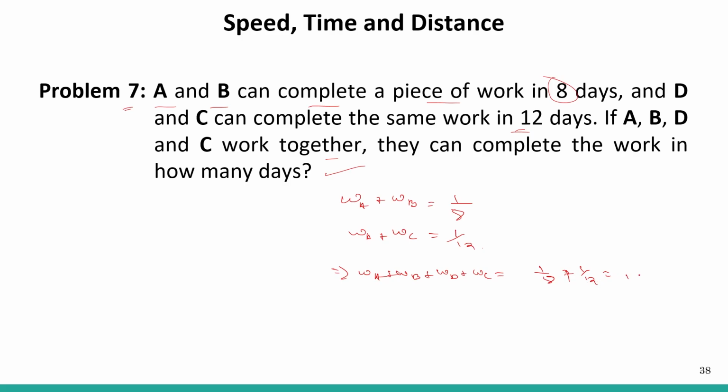It will be 120. So 120 will be what? This will be 15 and this will be 10. So this is equal to 25 by 120. Okay, so this is the correct answer. So this much amount of work rate.